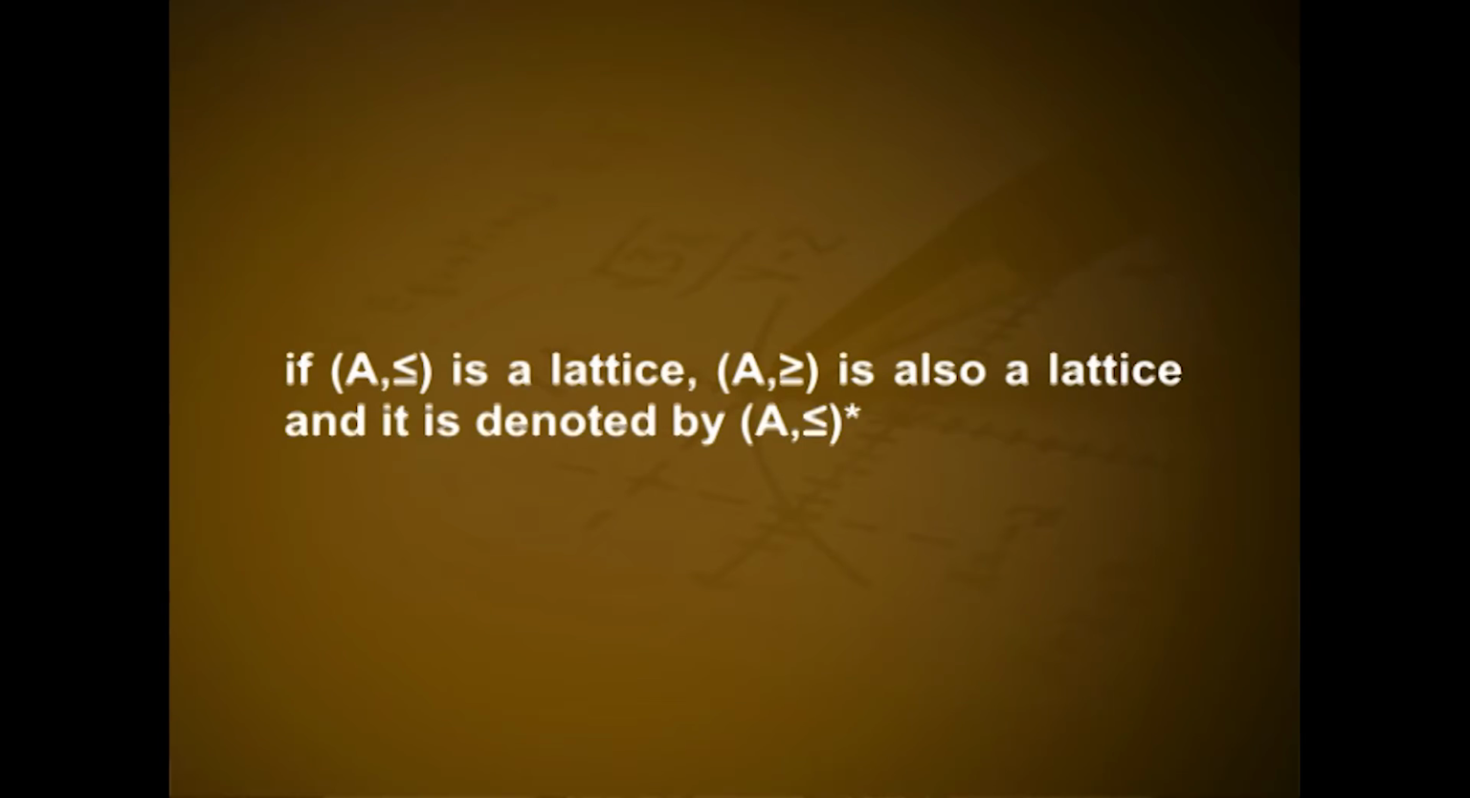Principle of duality. Let (A, ≤) be a partially ordered set, and let ≥ be a binary relation on A defined as: for any elements a and b in A, a ≥ b if and only if b ≤ a. Then it can be seen that (A, ≥) is also a partially ordered set. Furthermore, if (A, ≤) is a lattice, (A, ≥) is also a lattice, and it is denoted by (A, ≤)*. We note that both these lattices are closely related, and so are the algebraic systems defined by them.